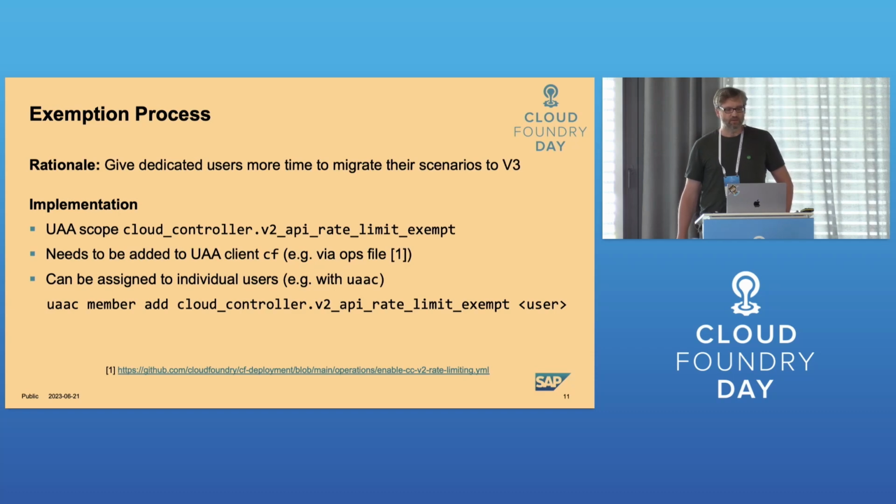And this scope needs to be part of the UAA client called cf, which is the client that is used by the CF CLI. And yeah, there's an ops file in CF deployment that you can apply, where you get the rate limiting and also get this special UAA scope. Afterwards, when the scope is available, you can simply assign the scope to users, either with the UAAC command line tool or via the UAA REST API.